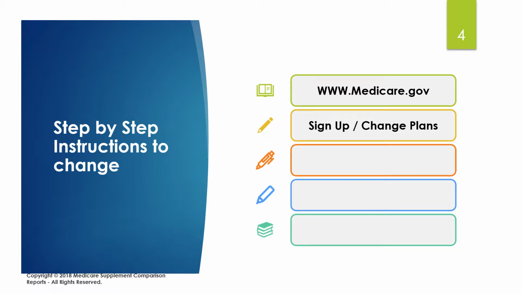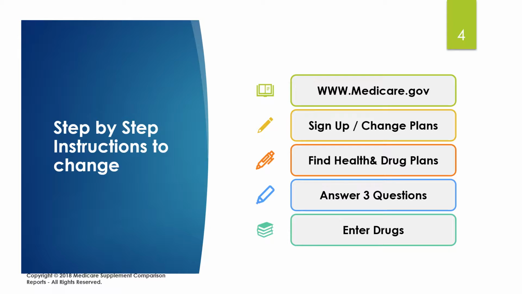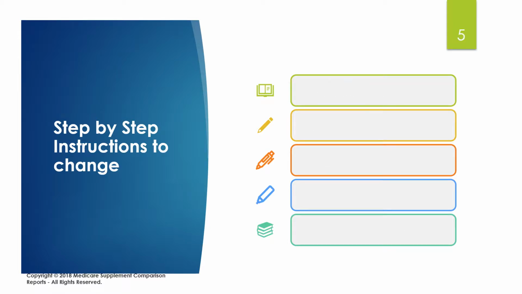Once you're on the Medicare.gov website, the first tab on the left-hand side is going to be Sign Up and Change Plans. From there, we're going to scroll down to where it says Find Health and Drug Plans. And then we're going to answer 3 questions, which I'll show you. We're going to enter our prescription, so we've got a very personalized and detailed plan for us.